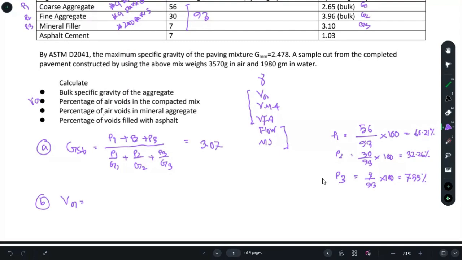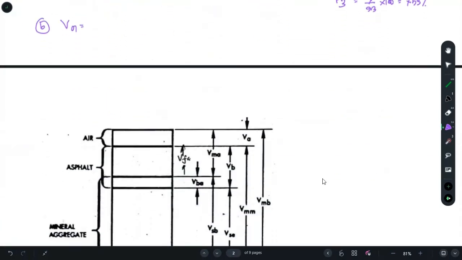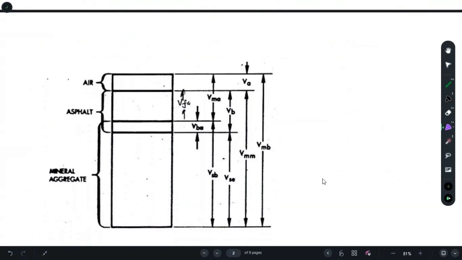We have different air voids. It's for mineral aggregate and it's for compacted mix. We'll find out for compacted mix. Let's try to learn from this. So you have air, you have asphalt, and a little bit of asphalt being absorbed by your aggregate, which is this portion, and this total portion is the volume for your aggregate. So what do we mean by VA?